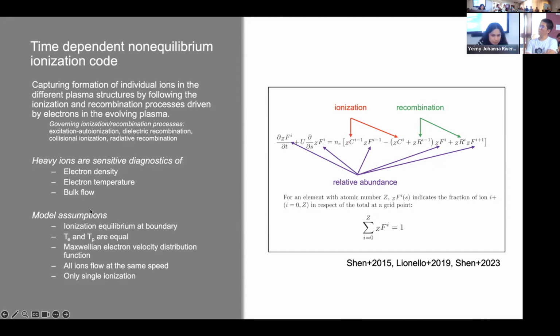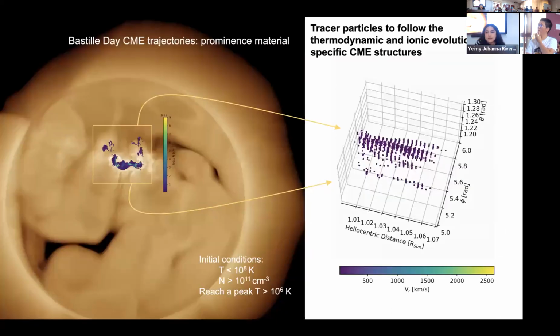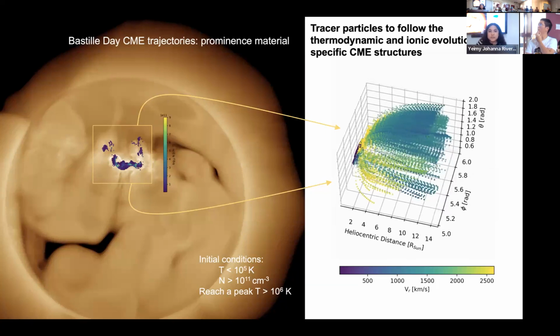And then some of the model assumptions: we start with ionization equilibrium. We really don't know any better, so we have to start with ionization equilibrium at the boundary. We assume thermal equilibrium, so our electron temperature is equal to proton temperature. Maxwellian electron distribution, so the free electrons remain in Maxwellian distributions. All ions flow at the same speed, and we're only considering ionization from one transition to another, right? So carbon 5 to carbon 6, and vice versa.